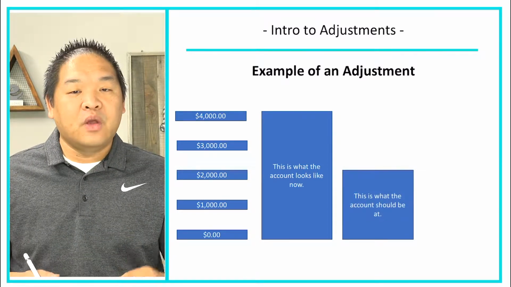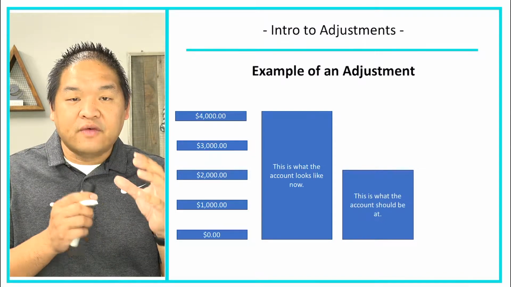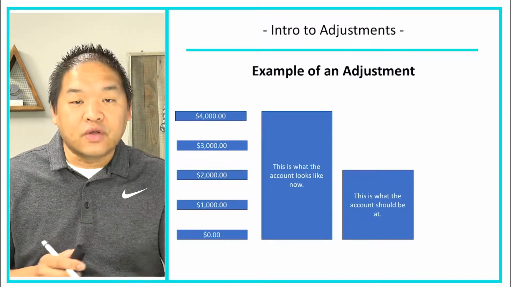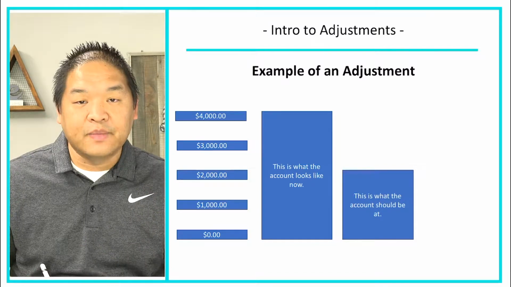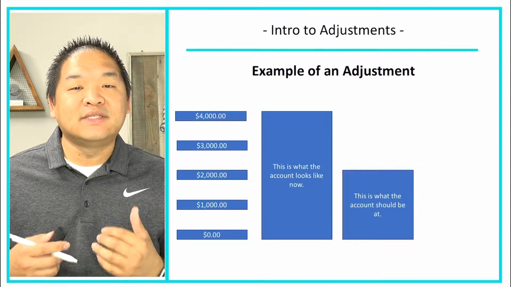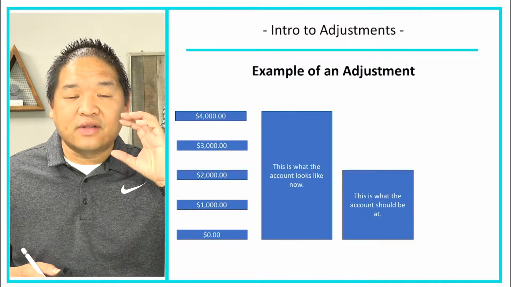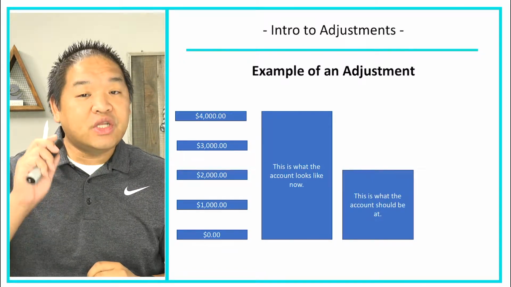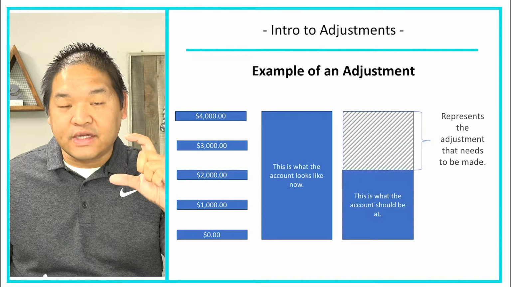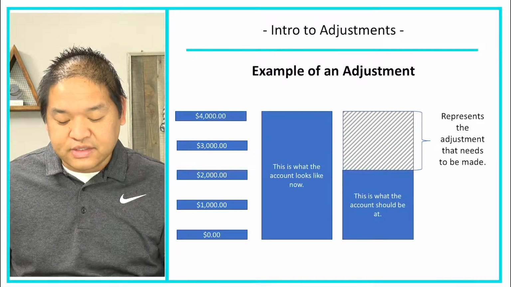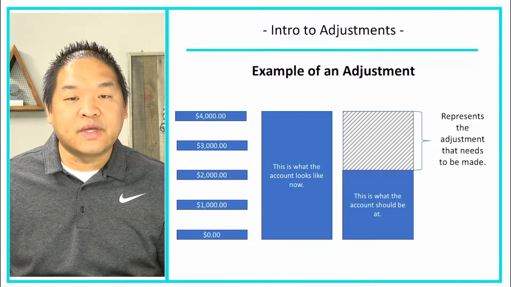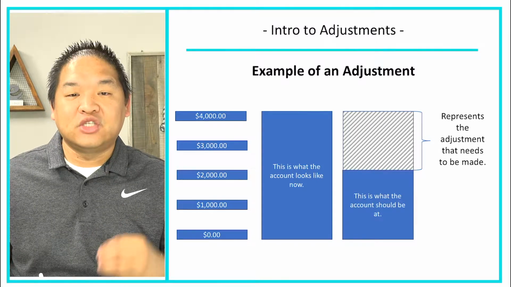So what has happened? Well, $2,000 of the $4,000 we've actually earned through the revenue process through the end of the year. And so what the adjustment process does is we need to look at how much the account is now, how much it should be now, and the difference. So in this case, our $2,000 difference represents the adjustment that we need to make in the adjustment period.